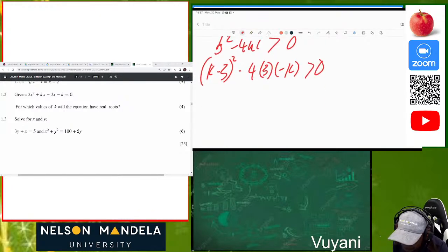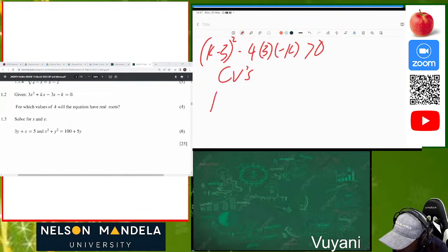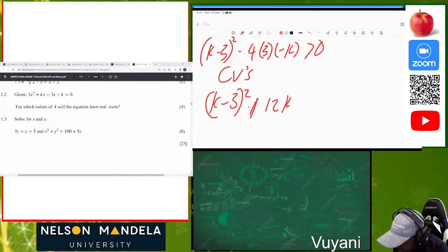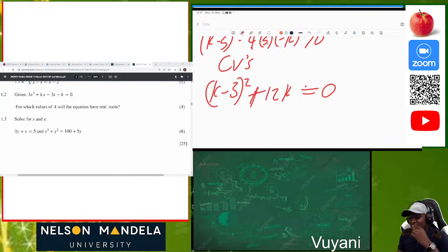Then from this step, we solve. I usually love to say critical values, so that it's better for you. So the critical values will be (k minus 3) all squared plus 12k, because 4 times 3 is 12, and negative 12 times negative k is positive 12k, and then it's equal to 0. What does using critical values mean? It means that we are letting our equation be equal to 0.